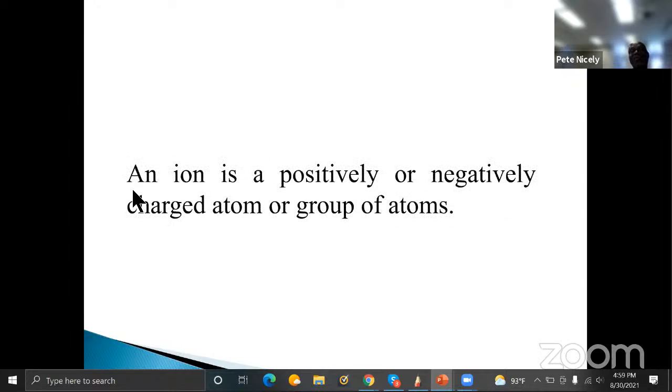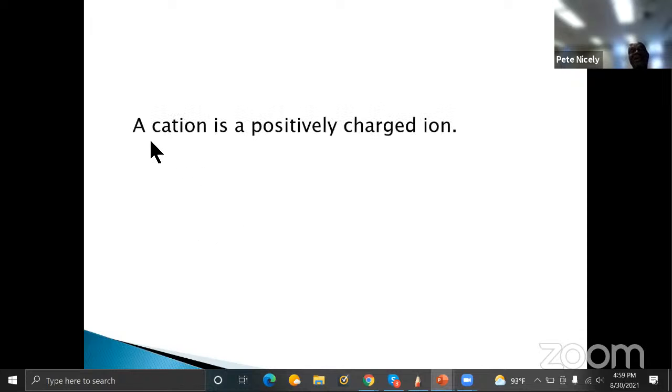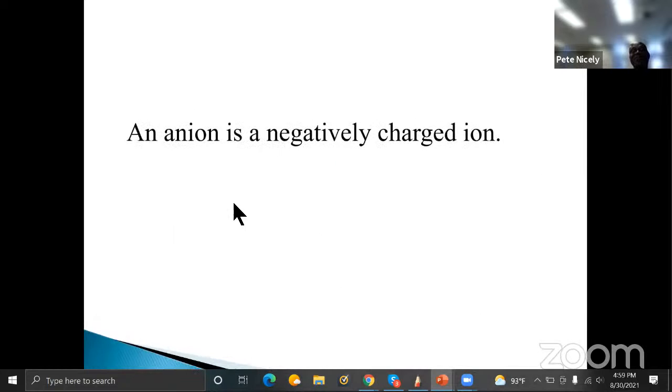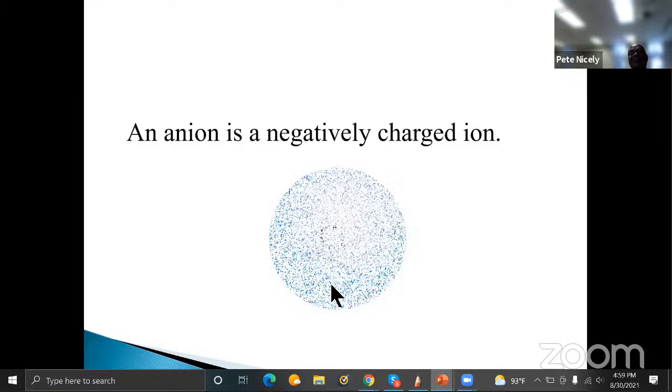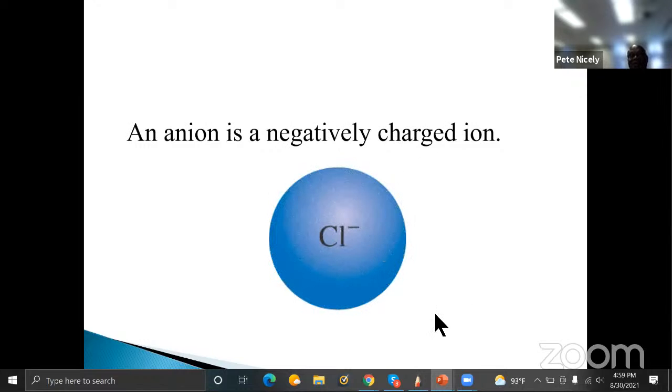Let's talk about what we're talking about here with respect to ions. An ion is a positively or negatively charged atom or group of atoms. Now, there are 2 types of ions. You have the positively charged ion, which is known as a cation. We have one example here, the sodium ion, which is positively charged. And then we have an anion, which is the negatively charged ion. For example, the chloride ion would be an example of an anion.